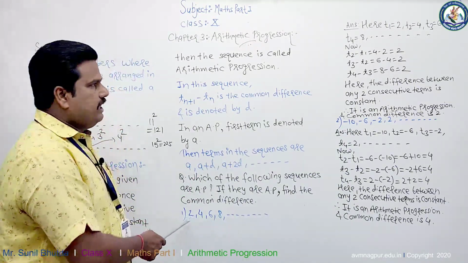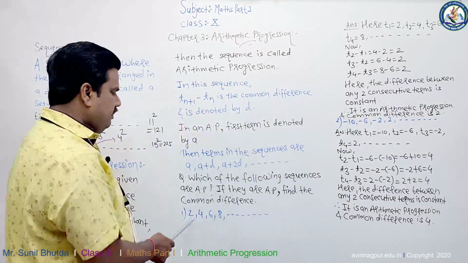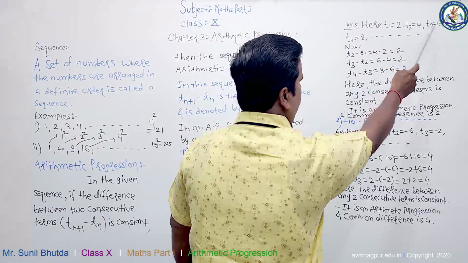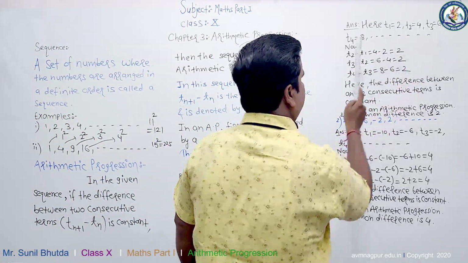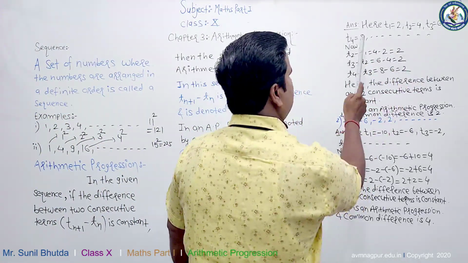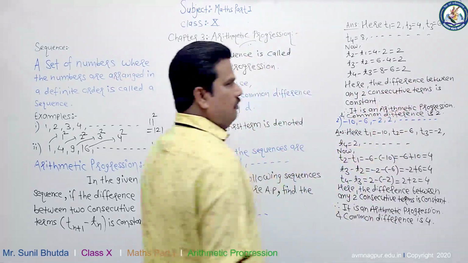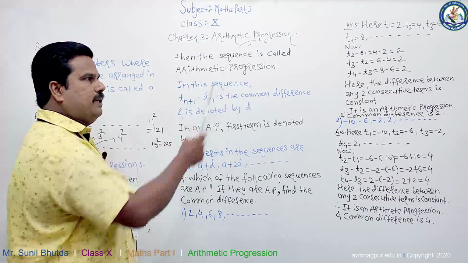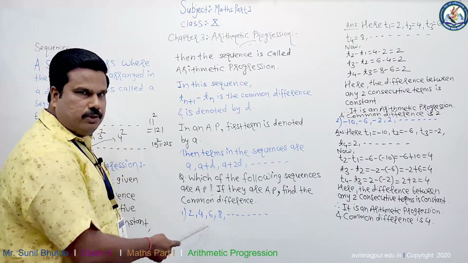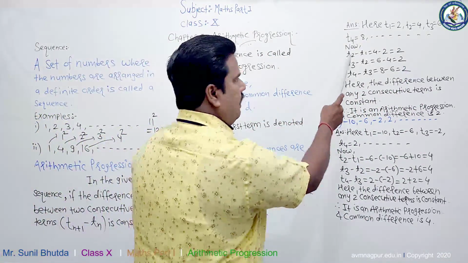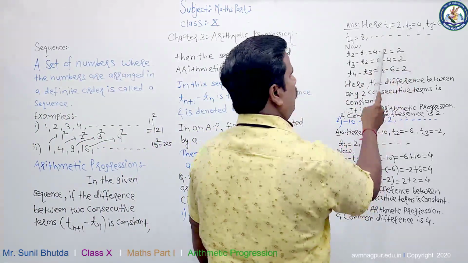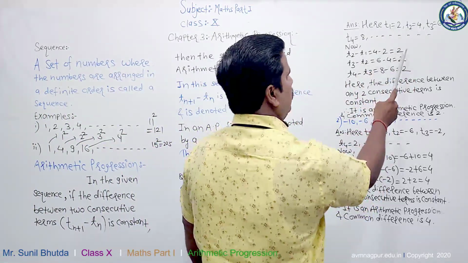Firstly, I have taken the first term as T1. T1 equals 2. The second term is 4. The third term T3 is 6. The fourth term T4 is 8, and so on. What I have to do is find out the common difference between two consecutive terms, that is T2 minus T1. The second term is 4. 4 minus 2 will give 2.